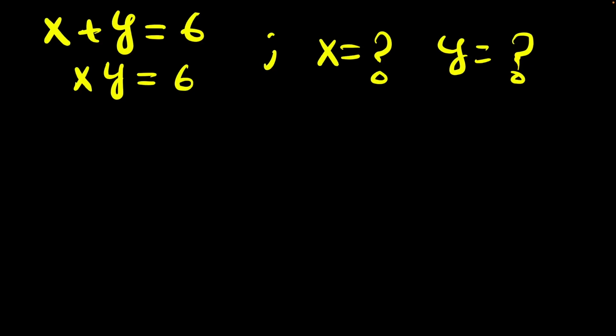Most people fail this question, and honestly it looks easy. Can you solve this? The question is: x plus y is equal to 6 and xy is equal to 6. What is the value of x and y?